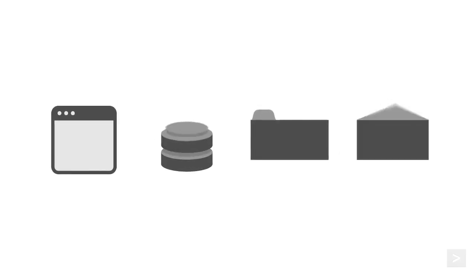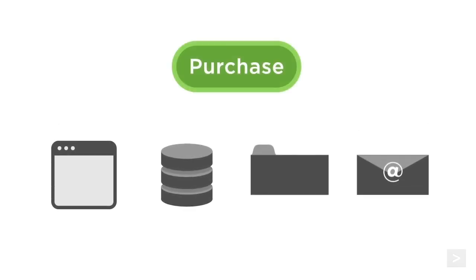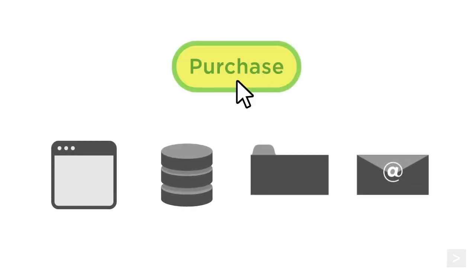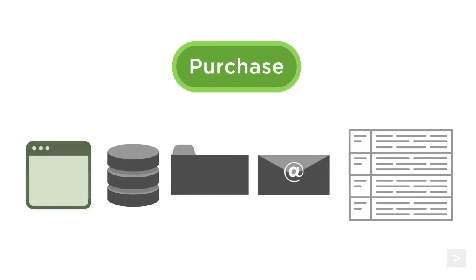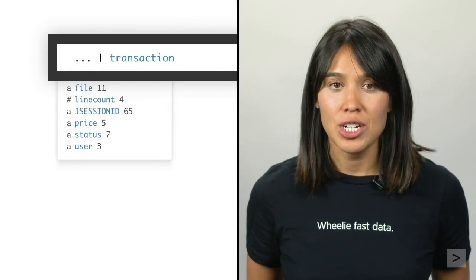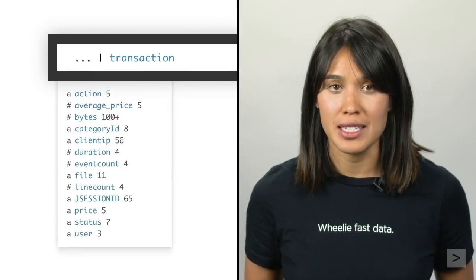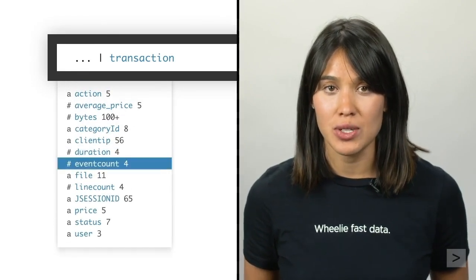Events used to form a transaction can come from multiple data sources. As an example, events from a single online purchase can span across application, database, directory, email, and a host of other systems. Being able to combine these events into a single transaction builds a story of the journey the purchase took on our servers. The transaction command adds two fields to events: duration and event count.